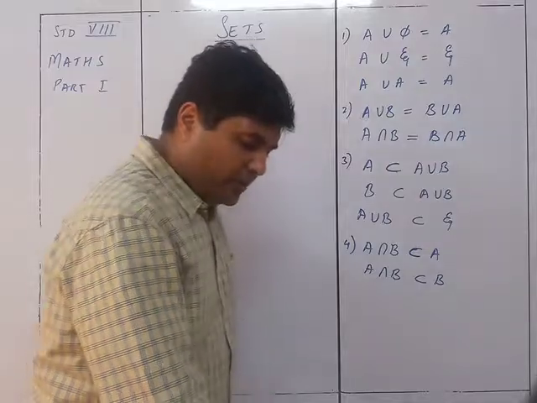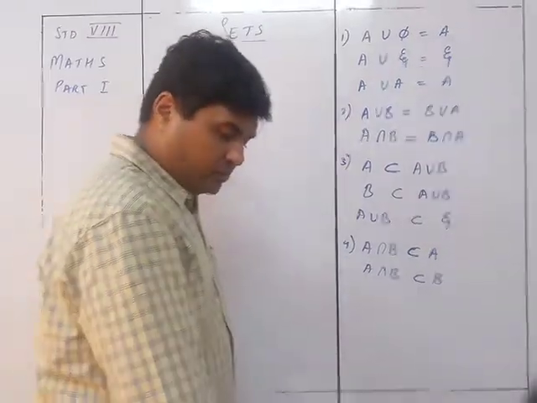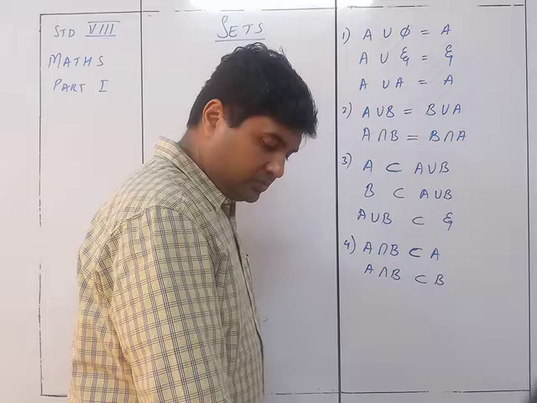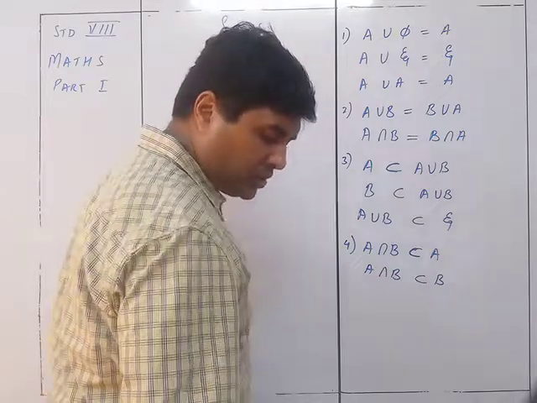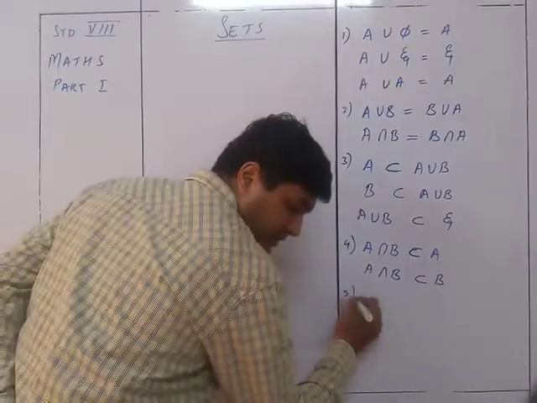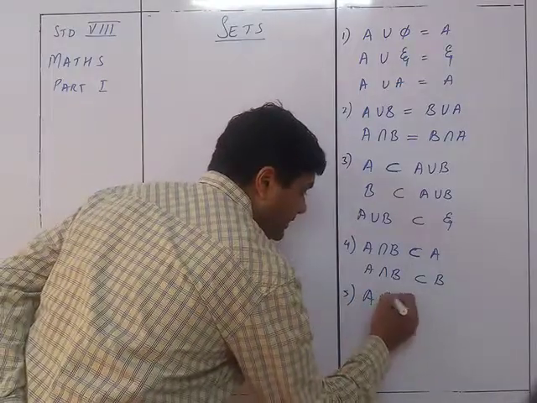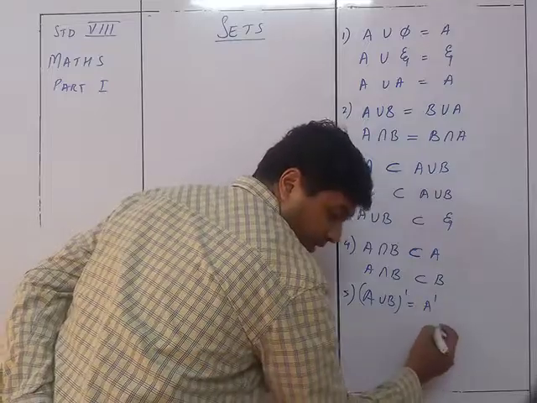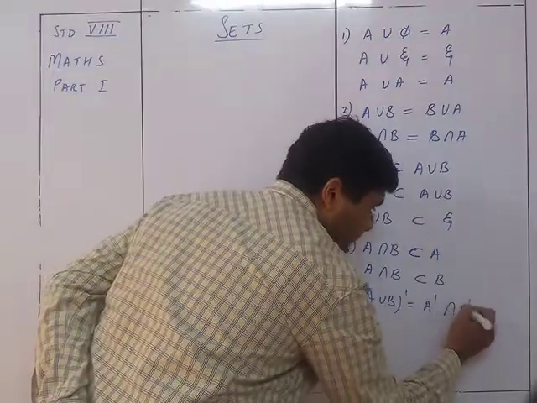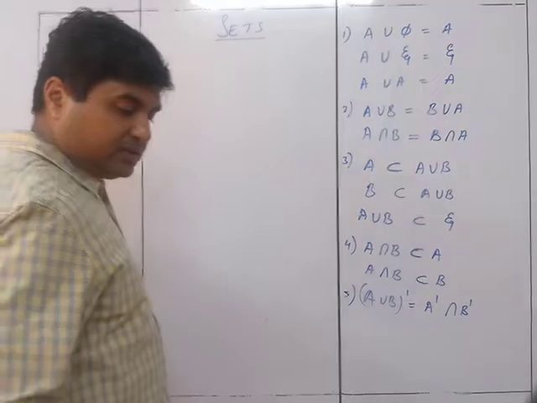But these are not so important, not so required, so you may skip this part. Okay, and finally is De Morgan's law. The fifth one is (A union B)' is equal to A' intersection B'. Now this is important. Okay, this is important.